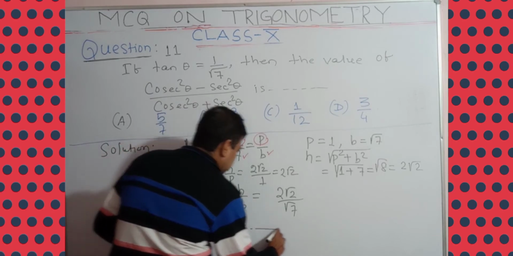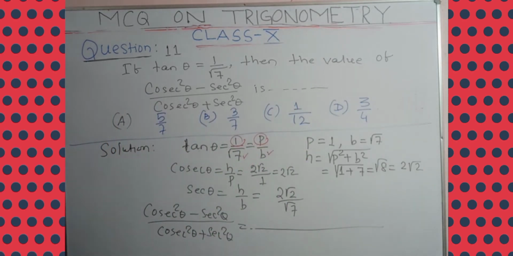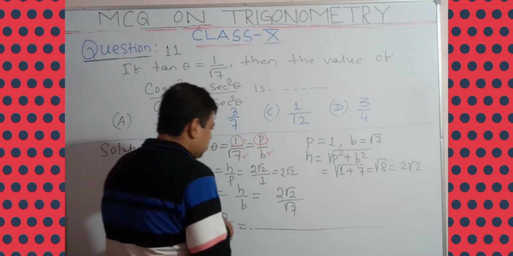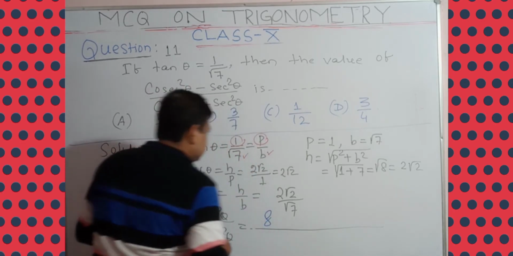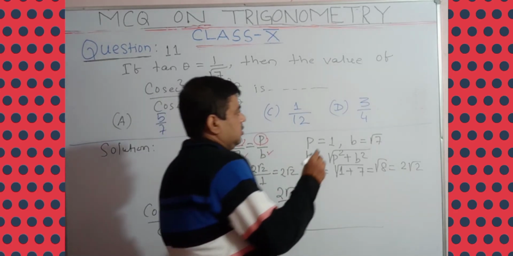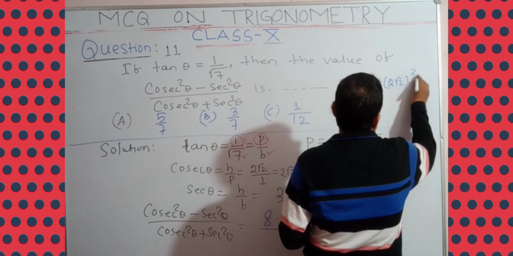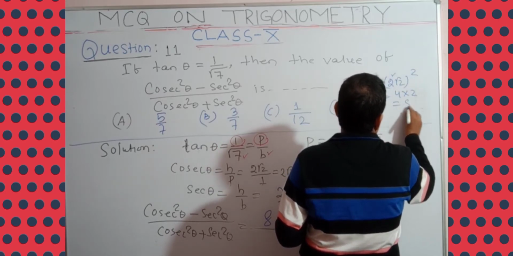So you see now here, in place of cosec theta, I can write 2 root 2. So cosec square theta will be 2 root 2 the whole square, which is 8. Yes or no? You see, 2 the square is 4, root 2 the square is 2, so it will be 8.